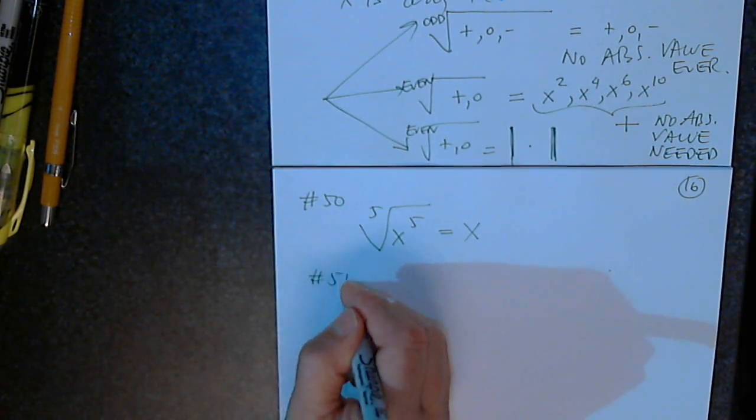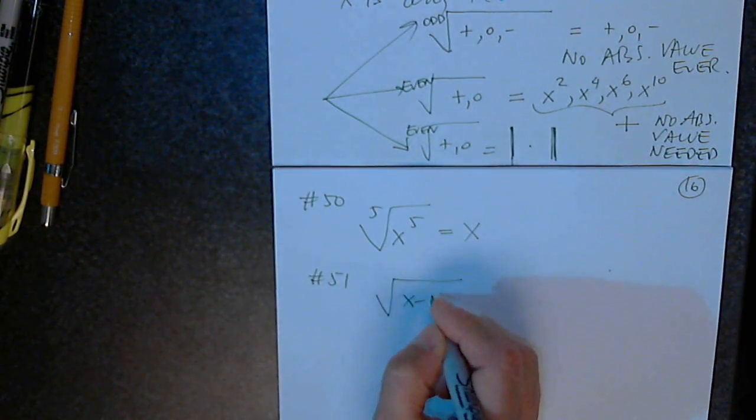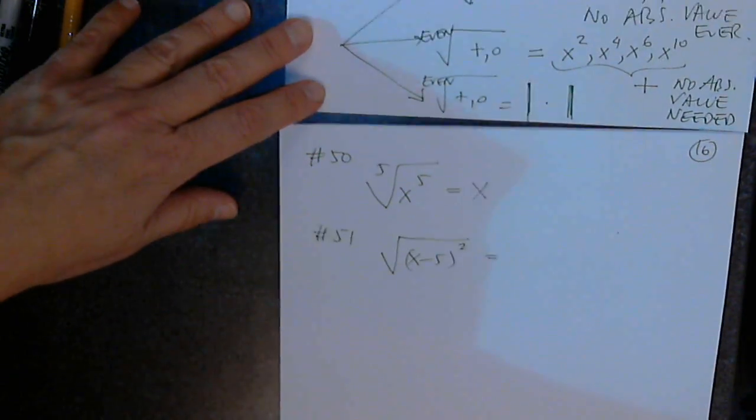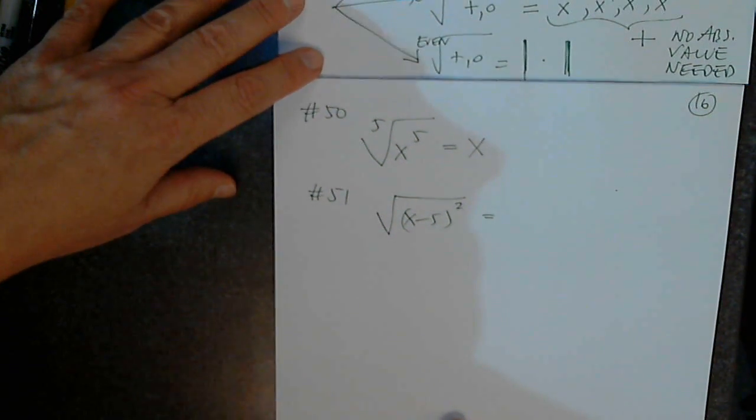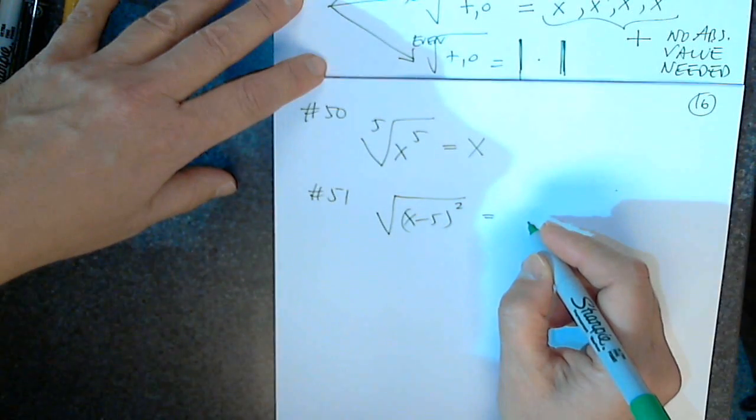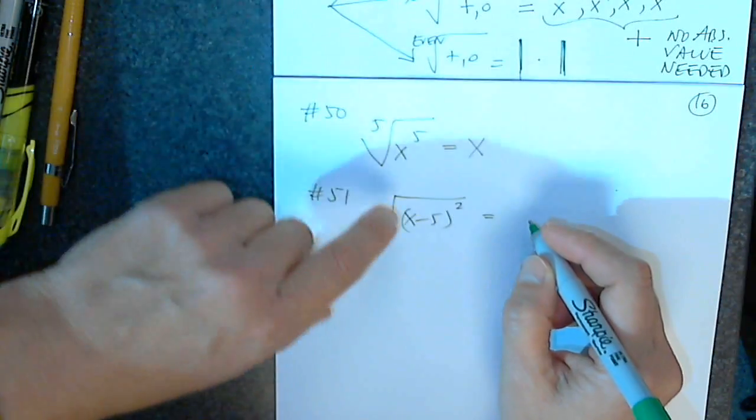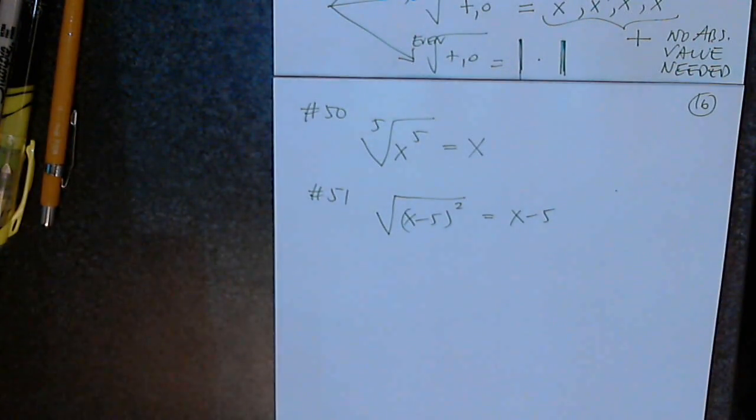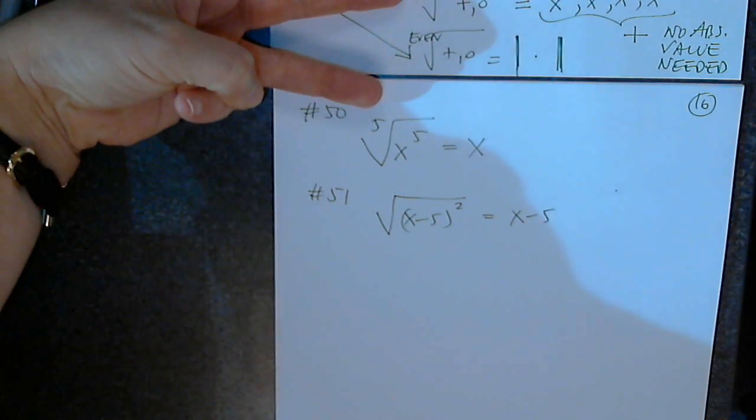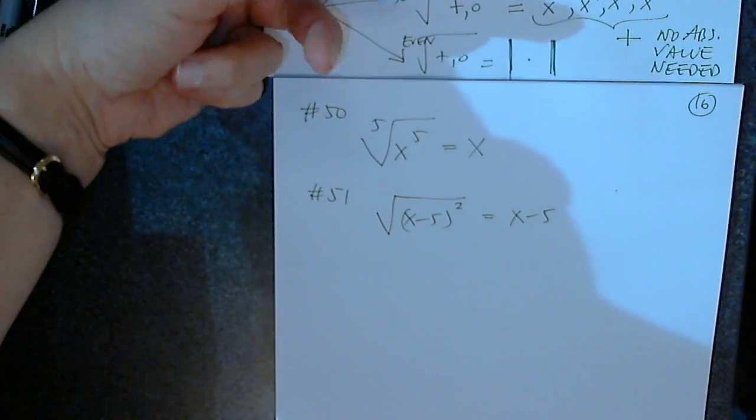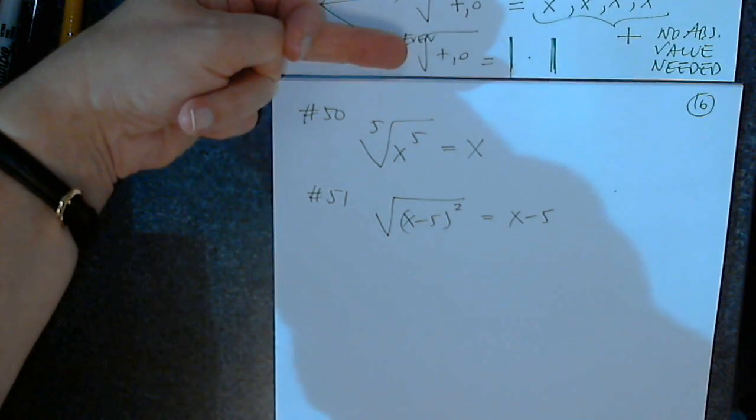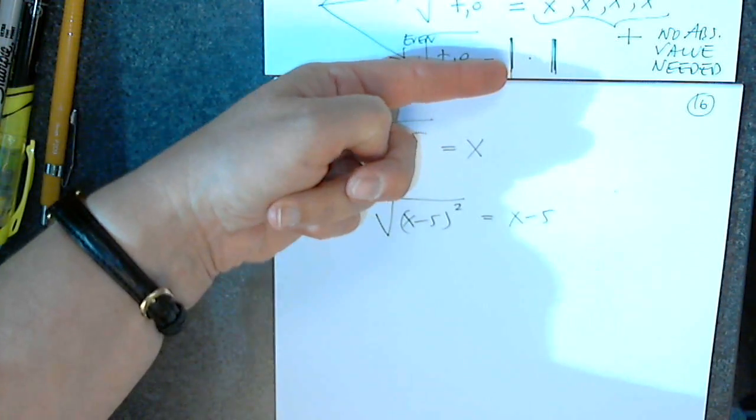What about 51? The square root of x minus 5 squared. Let's find the answer first. The answer is there is something. Good. Now I have to think. Which of these 3 cases am I looking at? Definitely not the first one. Which of these 2? Is it this or this? Okay. The bottom one. What does that mean? Can be negative.